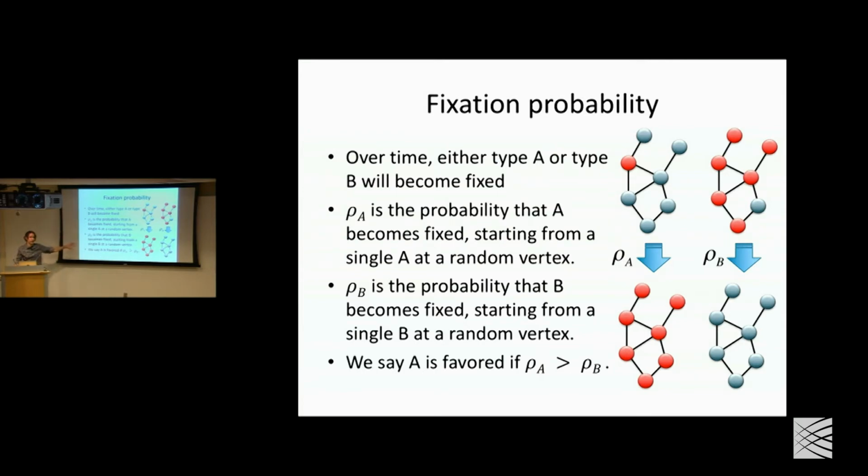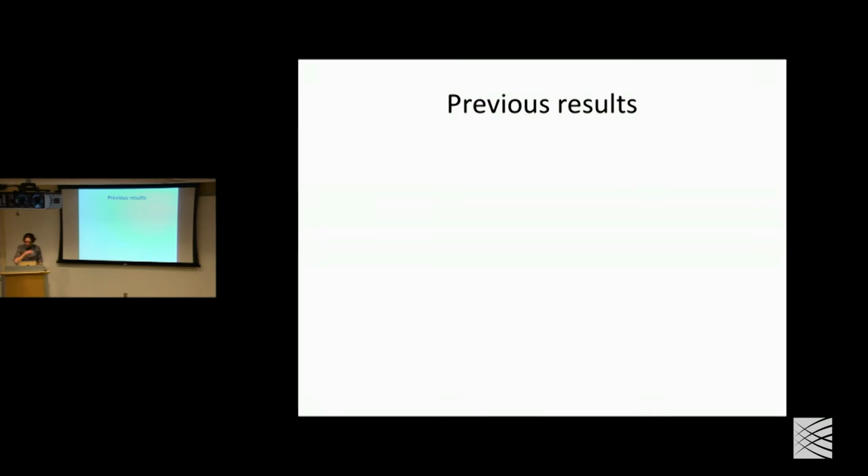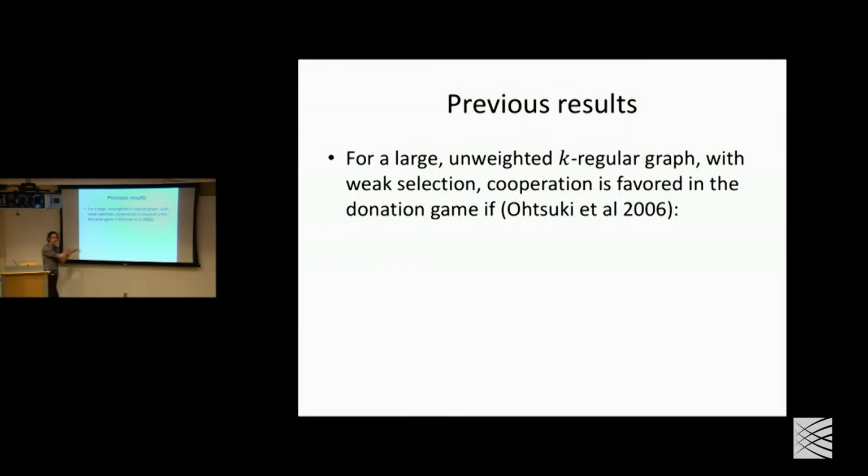We've discussed the model, and this is our main quantity of interest. This is a generalization of a model that's quite well studied. So the first major result on this question was for a large, unweighted, regular graph. In that case, it was found that cooperation is favored in the donation game if and only if this very elegant condition is fulfilled: B over C greater than K. That means the benefit-cost ratio should be greater than the degree of each vertex. So if you're on a graph of degree 4, then you should have a 4-fold benefit relative to the cost of cooperation in order for cooperation to succeed.